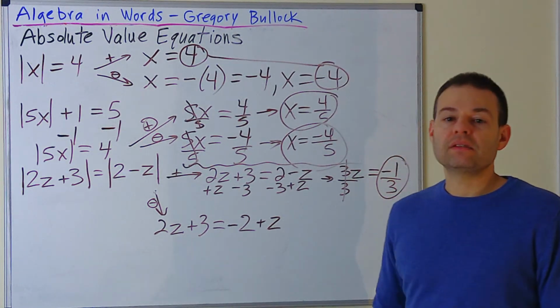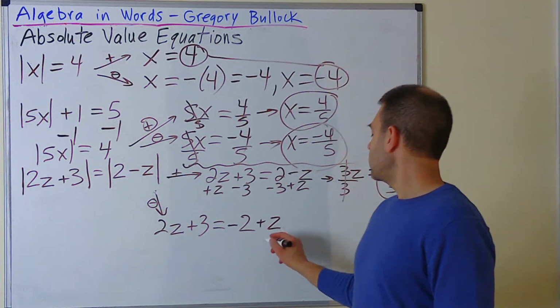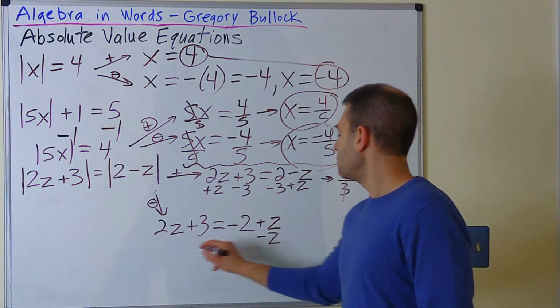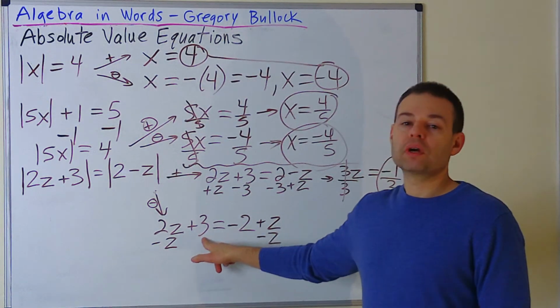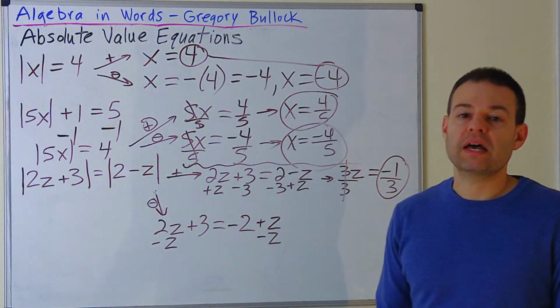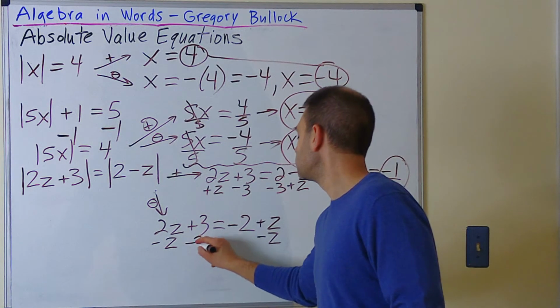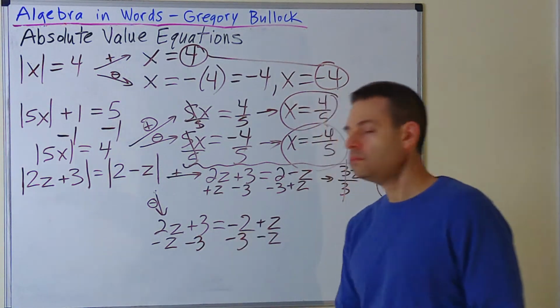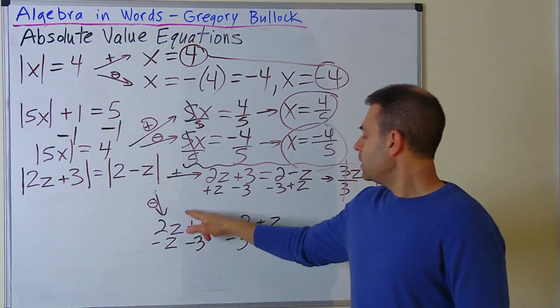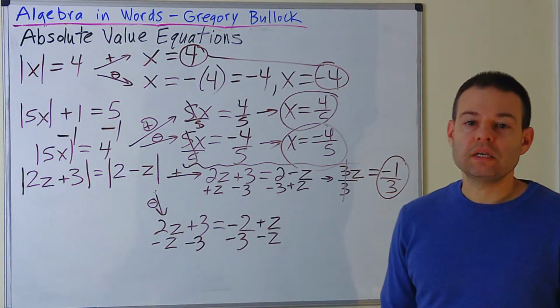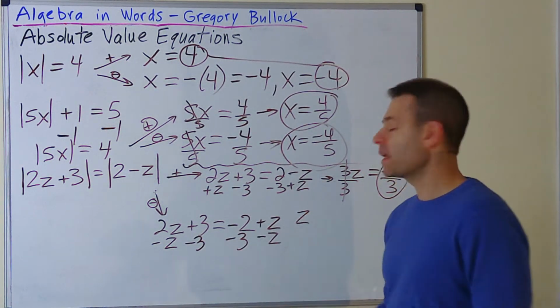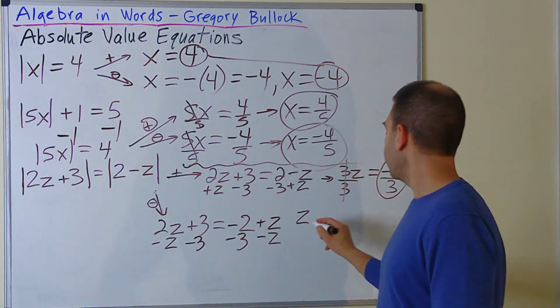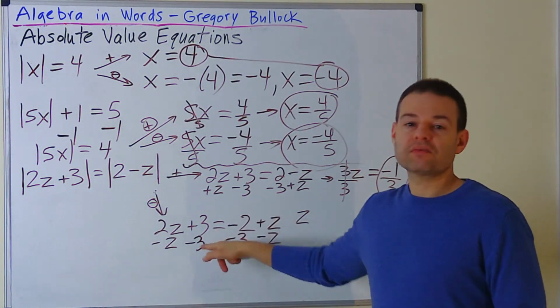Again, let's try to get the z's on the left. So let's subtract z from both sides in this case. And again, we're going to subtract 3 from both sides here. On the left, 2z minus z is 1z. Let's put that here as z. And 3 minus 3 cancels to 0.